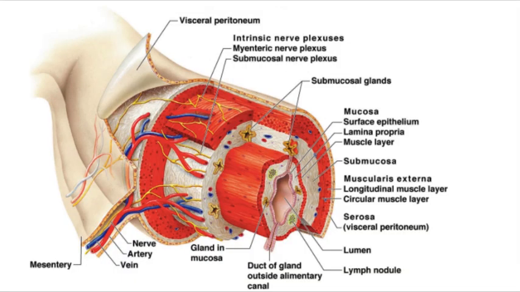So this is basically, from inner to outer, the layers of the general plan of the GIT. This is the lumen. Then we have the mucosa, the innermost layer containing surface epithelium, lamina propria, and the muscle layer. After which we have the submucosa, which contains nerves and vessels. Then we have the muscularis externa, consisting of a longitudinal muscle layer and a circular muscle layer. The outermost layer is the serosa when it is visceral peritoneum, and adventitia when it is not covered by peritoneum.